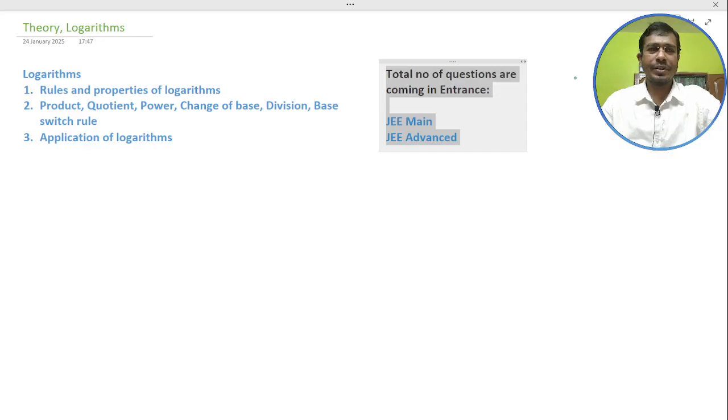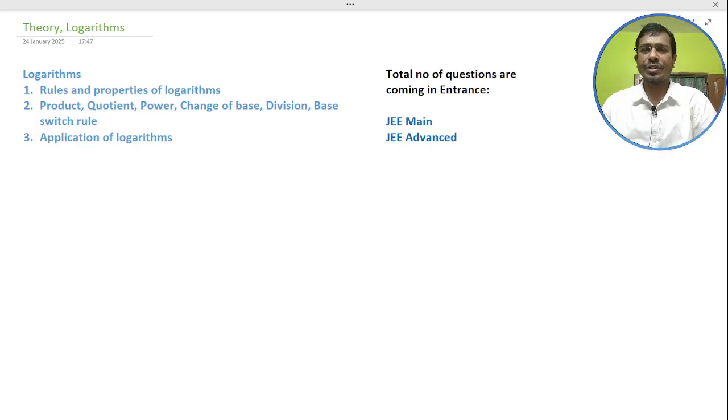Here we now discuss the topics, the rules and the properties of logarithms: product, quotient, power, change of basis, base switch rule, and applications of logarithms. A total number of questions come in the entrance exams. I just want to clarify one thing: this chapter on logarithms is the basics, and the laws of index. These two come from class 9.